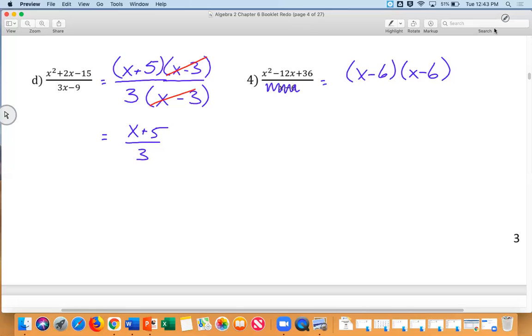Negative 6 times negative 6 multiplies to give me 36. But now I just can't ignore that, right? I have to actually take that into account. So what I'm going to do here, Cody, is bring that back into the game. But what do you notice? Same thing on top and bottom. So my answer is just x minus 6.